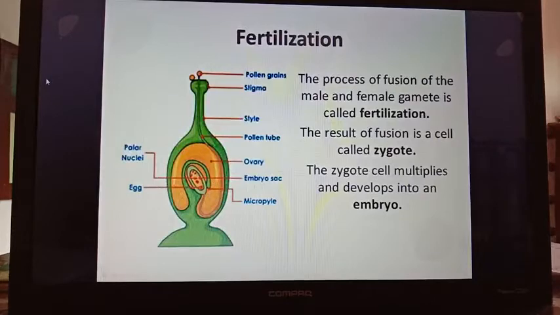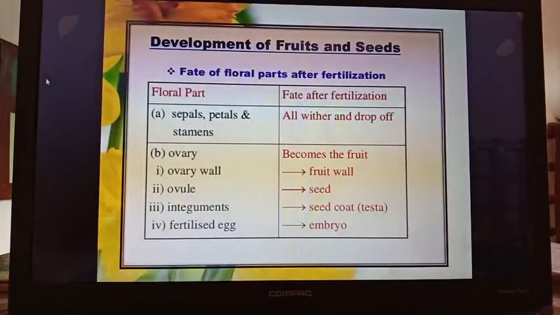Now here you can see the definition of fertilization. The process of fusion of the male and female gametes is known as fertilization. The result of the fusion is a cell called the zygote. The zygote cell multiplies and develops into an embryo, which is inside the seed. And the endosperm is produced by the fusion of the central cell or polar nuclei and the sperm nucleus.